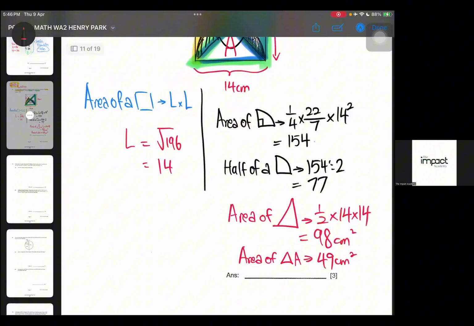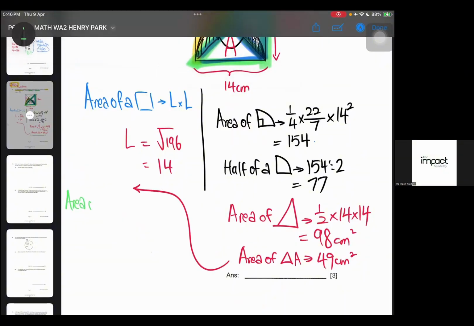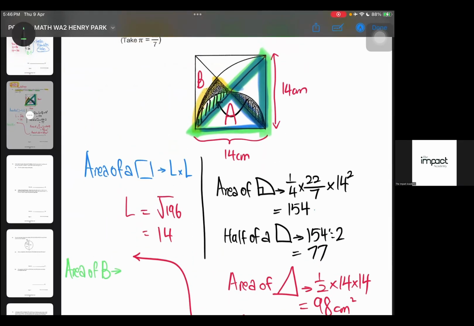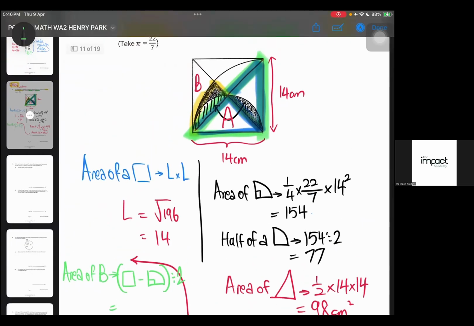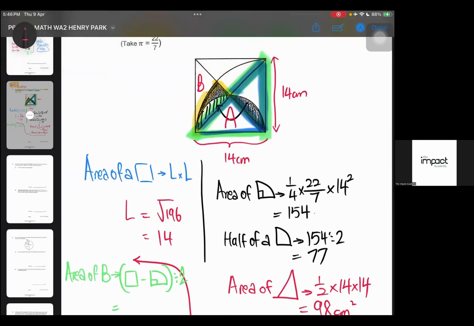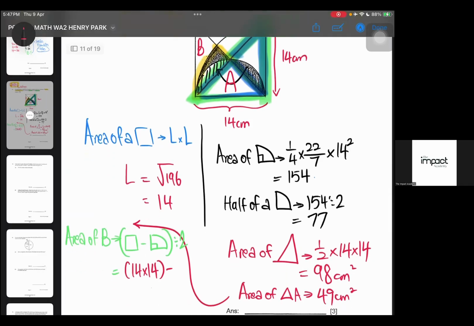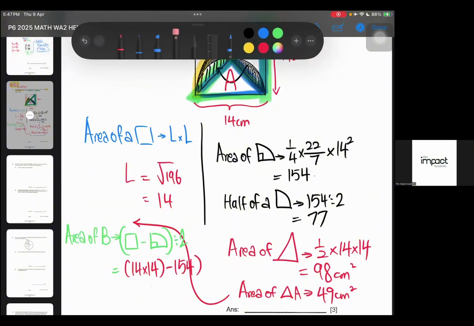If I want to find area of B, I will continue from here. I will say the area of B is going to be the square minus the quadrant, then I divide by 2. Make sense? If you want, you can also say area of 2B. Understand what I'm trying to say? So area of square in this situation is 14 times 14, minus the quadrant. The quadrant, was it already something that I have just now? Remember, it's 154. So minus 154. Then you're going to divide by 2.